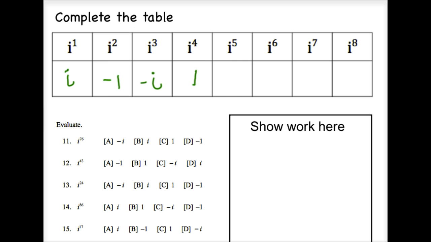Then we said, notice that the pattern repeats. It becomes i, -1, -i, and 1. The pattern repeats every 4. Keep adding 4. 2 and 4 is 6.